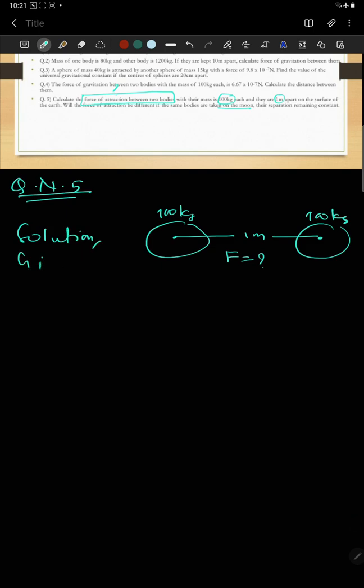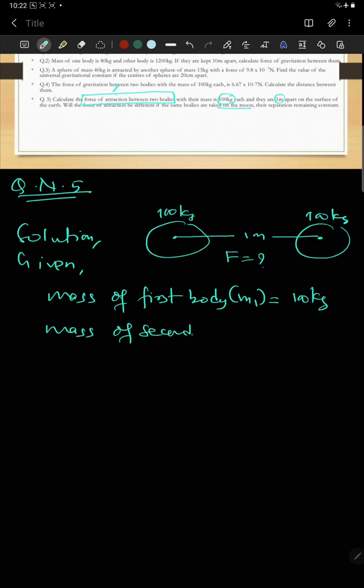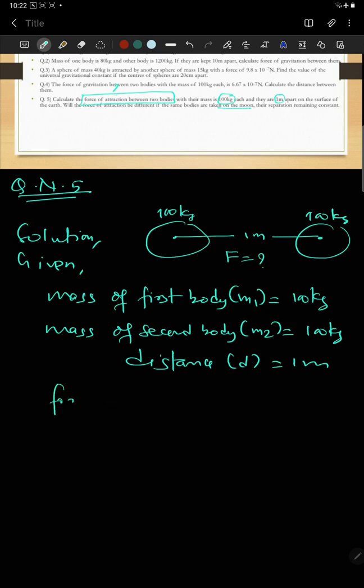Solution and given. So right here, mass of first body m1 equal to 100 kg. Mass of second body m2 equal to given 100 kg, and distance between them is 1 meter. So what is asked to us? Force of attraction between them, means it is force of gravitation. Force of attraction, capital F equals to what?